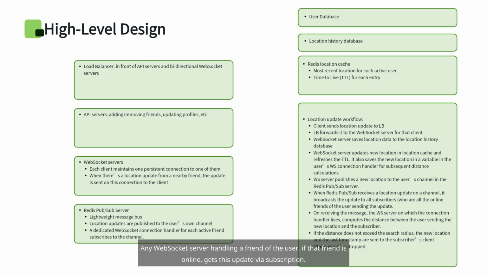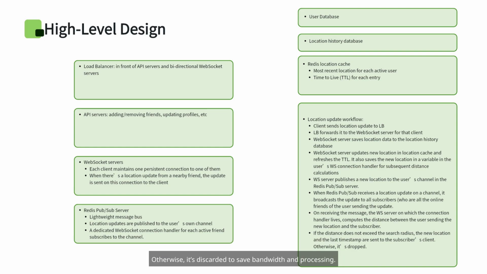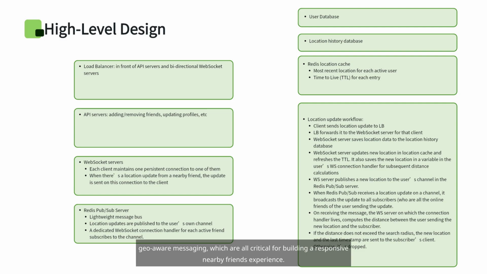Any WebSocket server handling a friend of the user, if that friend is online, gets this update via subscription. The distance between the sender and the subscriber is calculated. If they're within the search radius, the update is pushed to the subscriber's client in real time. Otherwise, it's discarded to save bandwidth and processing. This architecture is designed for low latency, high concurrency, and geo-aware messaging, which are all critical for building a responsive Nearby Friends experience.